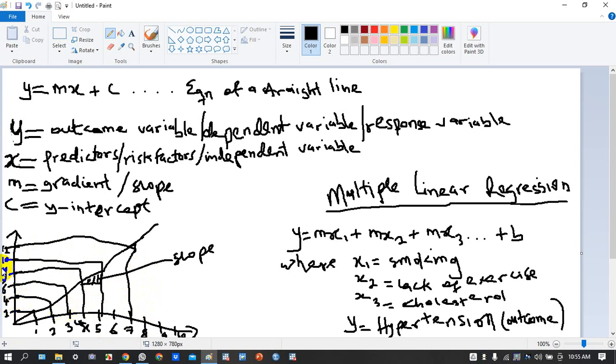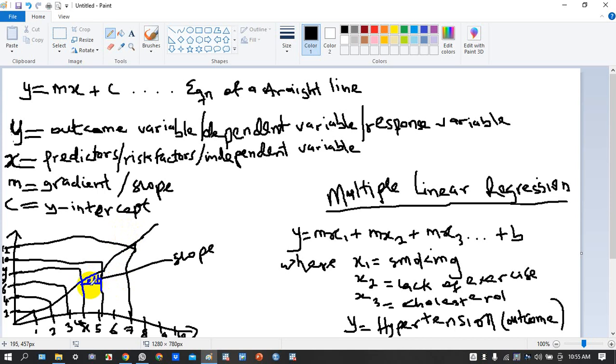So changes in y is dependent on what? Changes in x, and x is the risk factor. So if you have high cholesterol level, it will make your hypertensive status very high, your cardiovascular disease status very high, and your myocardial infarction will be very serious. You will get stroke and heart attack at a go.